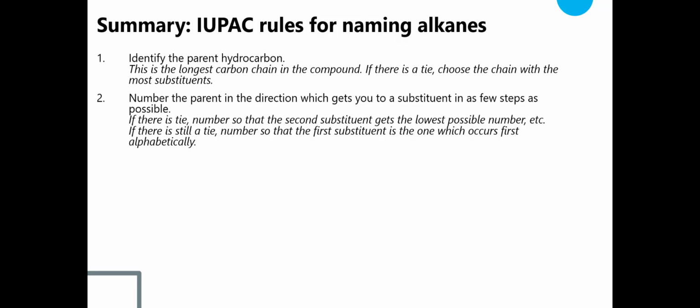We then go to number the chain, and we want to number the chain in such a way that we get to a substituent in as few carbons as possible. In other words, we would like that first substituent to have the lowest possible locant. If, in numbering both directions, we end up giving the first substituent the same number, then we continue on to look at the second substituent and try to get it the lowest number. If that doesn't break the tie, we continue on to the third substituent. If, after this whole process, we still have a tie, then we resort to using alphabetical order, and we want the first substituent that we encounter to come first alphabetically.